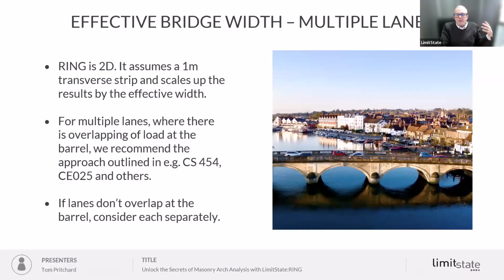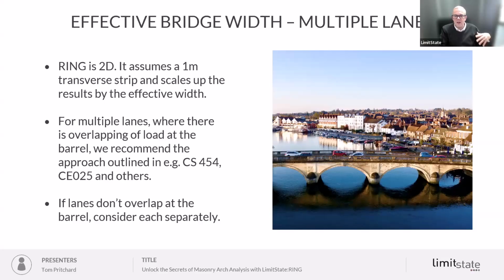So it's important, like I say, to remember that Ring is a 2D analysis tool. It's assuming this 1 meter transverse strip and then it's scaling the results according to the effective width. But for anything beyond narrow rural bridges, we often encounter multi-lane structures. So when you've got more than 2.5 meters, for instance, lane width, you go into 2 or 3 lanes. And how does this fit with the 2D?